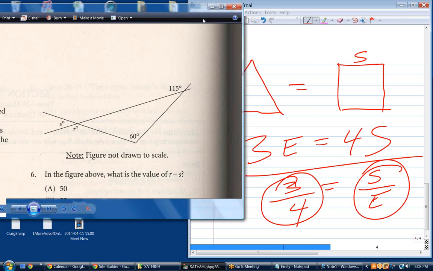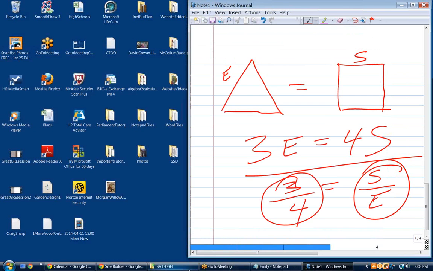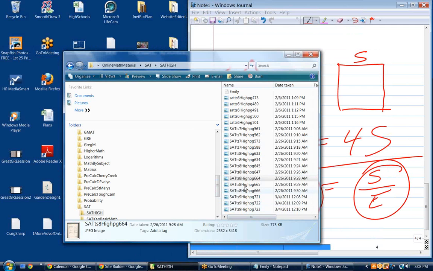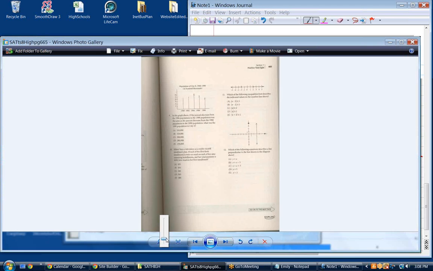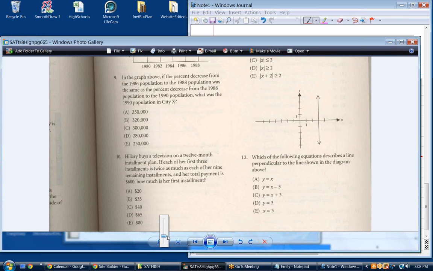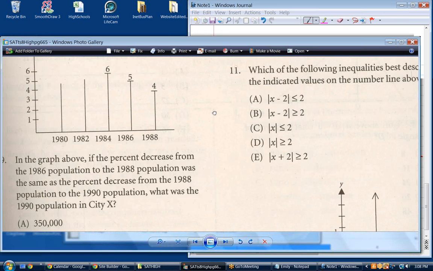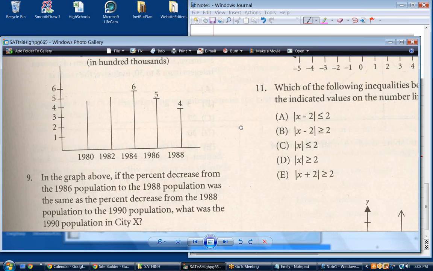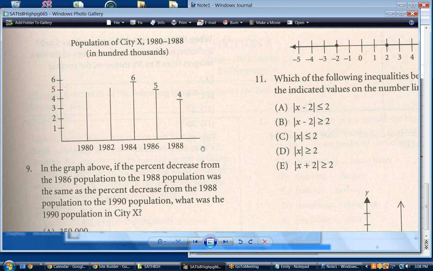Let's see, hold on. Tell you what, we don't have many more high degree of difficulties here. I'm going to have to go and search. So you don't take this test till the fall. No, I take it in June. Oh, that's right. Hold on.